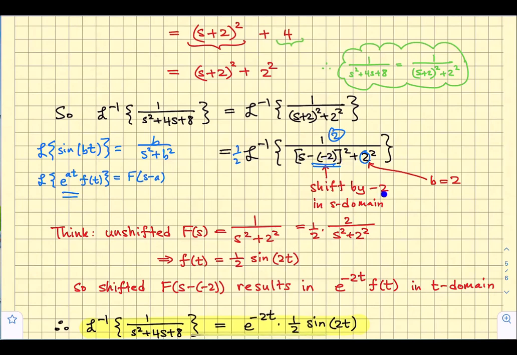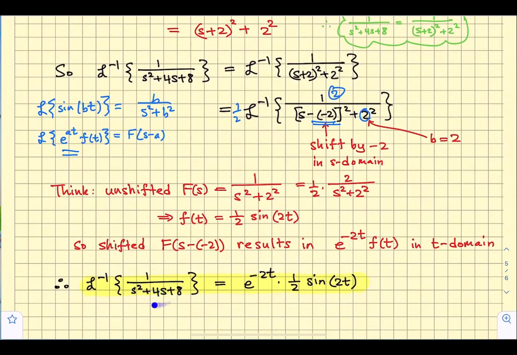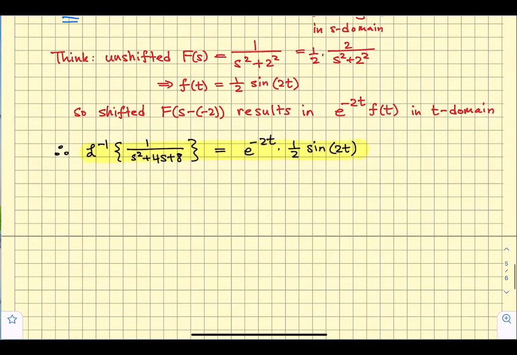Since my shift was a -2, I want to take the inverse Laplace transform of the unshifted version, and I want to multiply by an exponential in the t domain. You probably have to work through that and think back through that carefully, and we'll see that we cover up the shift, we invert, and then we account for the shift using one of our theorems by multiplying by e to the -2t in the t domain. So at the end of the day, the inverse Laplace transform of this is this function. Practice this in the homework and let me know if you have any questions.